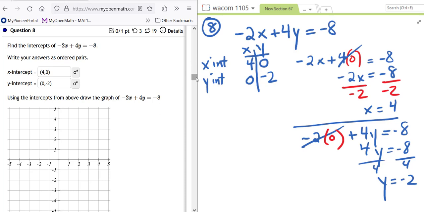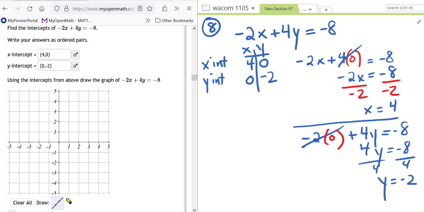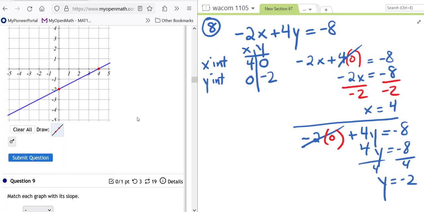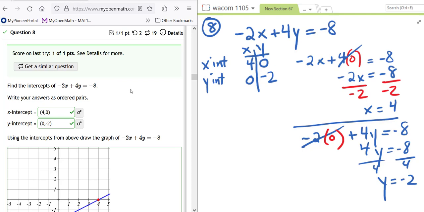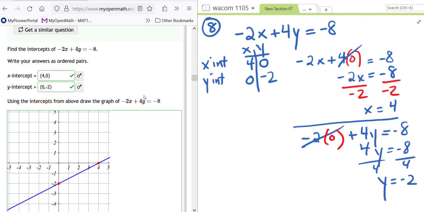Right, and then we're going to draw the graph with those. So we'll go down, try to keep it all on my screen. Do your line tool, and you're going to go over to 4, 0. So it does land on your axis, that's what it's supposed to do. And you're going to do 0, negative 2. So don't go over, go down 2. Y-intercept lands on the y-axis, and we're good there. So we'll submit, right, and it liked all of our answers. So that was an intercept question.